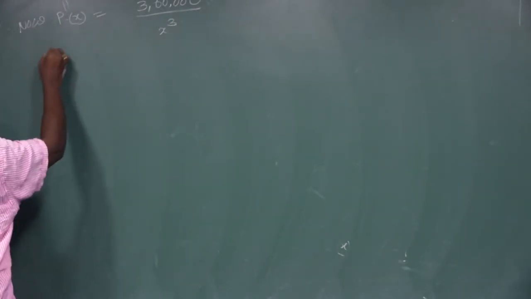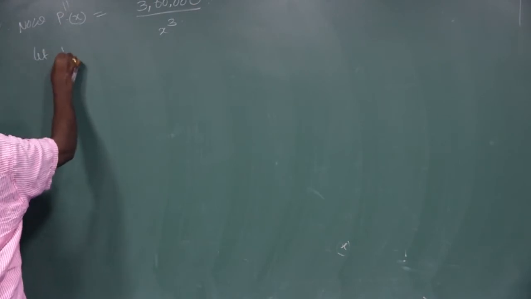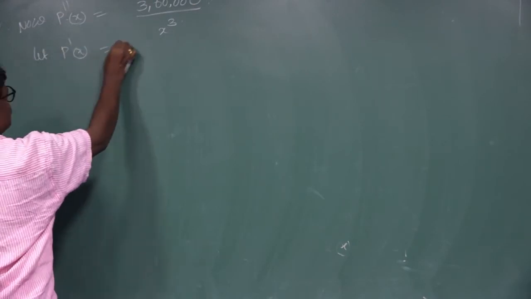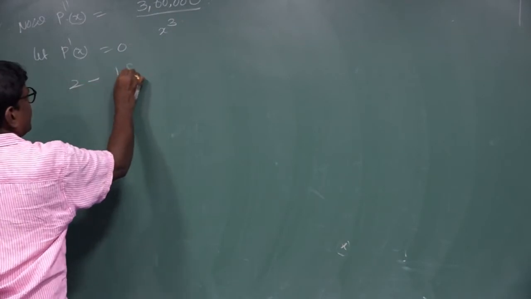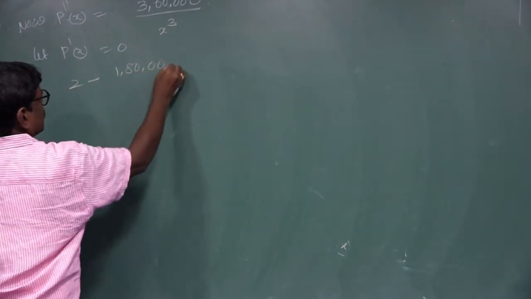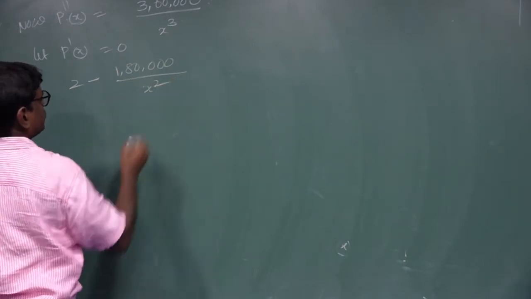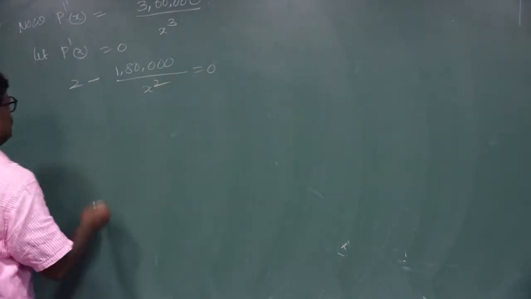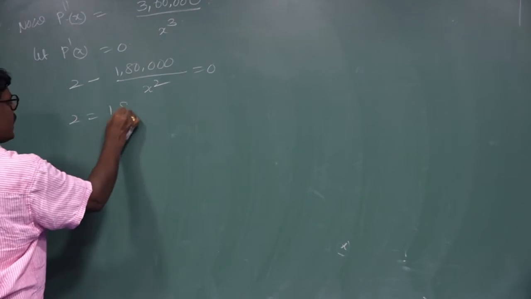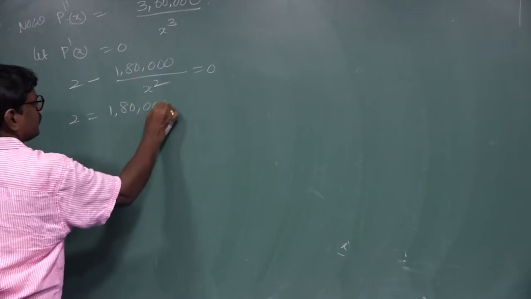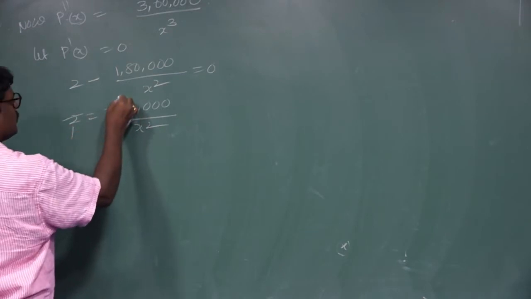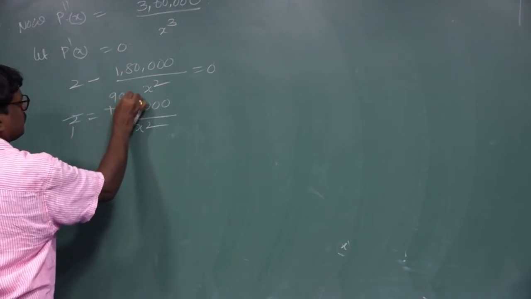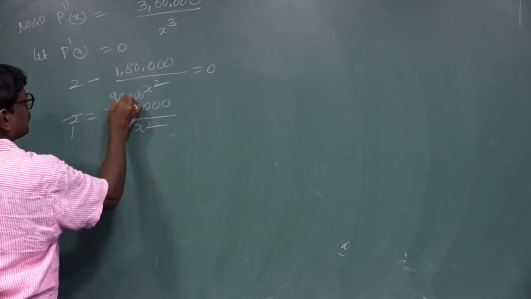Let P dash x equal to 0: 2 minus 1,80,000 by x square equal to 0. So 2 equal to 1,80,000 by x square, giving x square equal to 90,000.